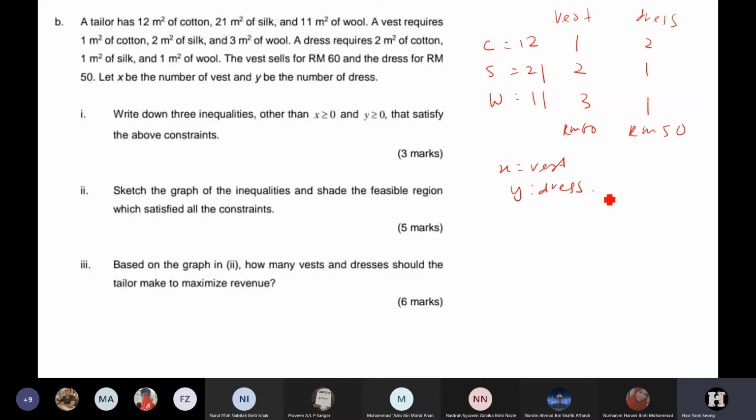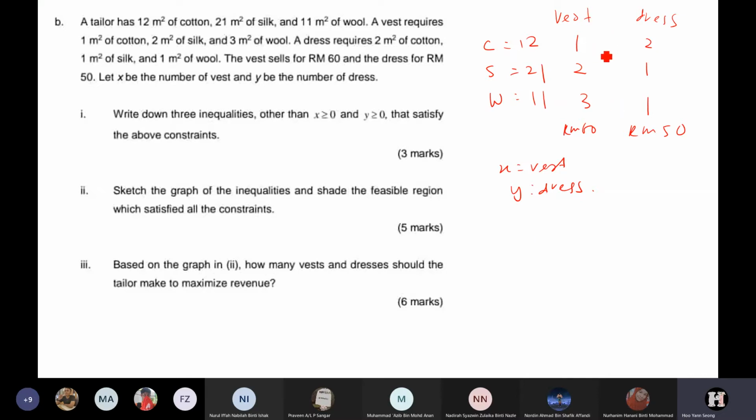Okay, so basically this is the information that you can obtain from the passage. And then the first question said, write down 3 inequalities other than x greater than 0, y greater than 0 that satisfy the above constraint. So this is the above constraint.